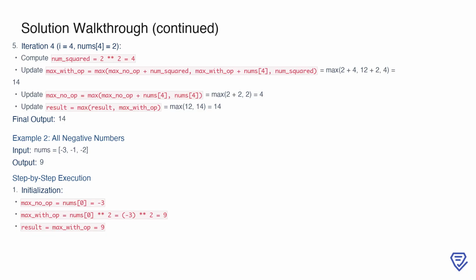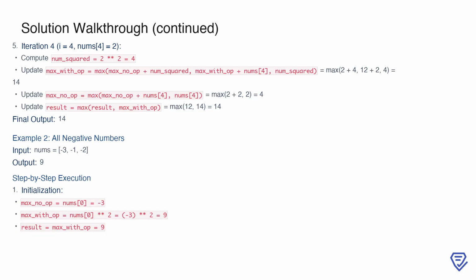Next, we update max_with_op by taking the maximum of adding number_squared, 4, to max_no_op, 2, adding nums[4], 2, to the previous max_with_op, 12, or just number_squared, 4. This results in a new max_with_op of 14.